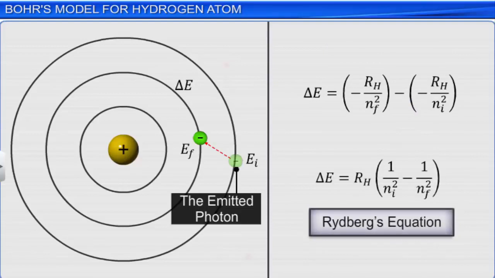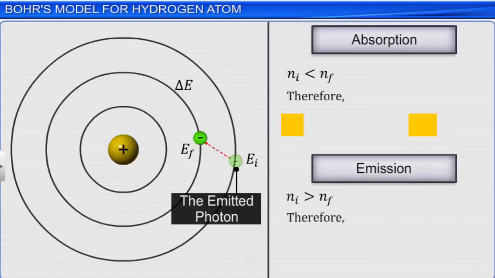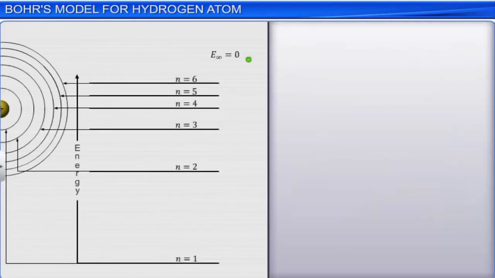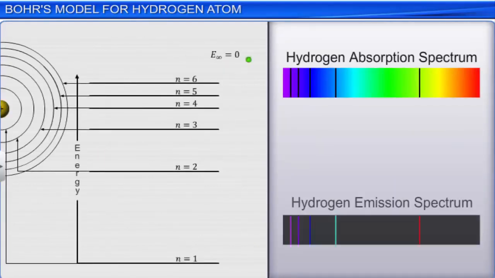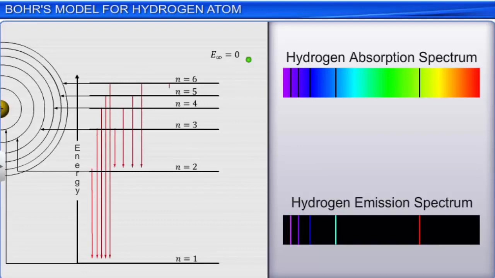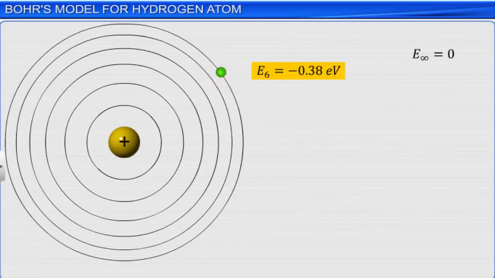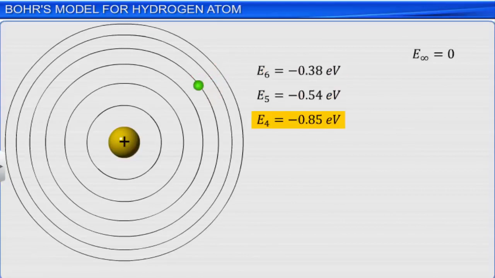Note that in case of absorption of energy, delta E is positive, and in case of emission, delta E is negative. Thus, each spectral line in an absorption or emission spectrum can be associated with a transition of states by the electron of a particular hydrogen atom. Bohr's model also shows that the intensity of each spectral line depends upon the frequency or wavelength of photons absorbed or emitted.